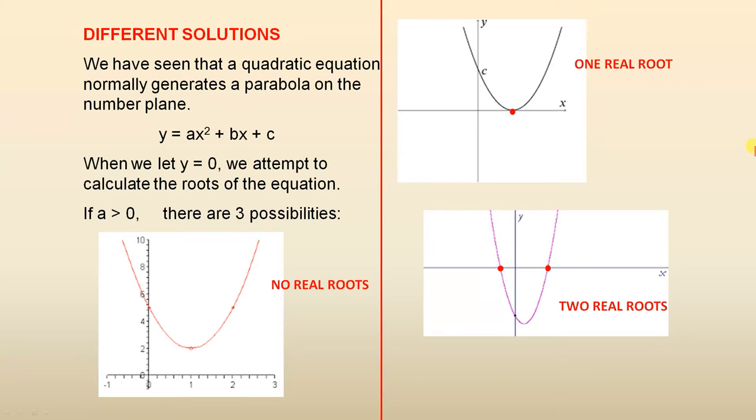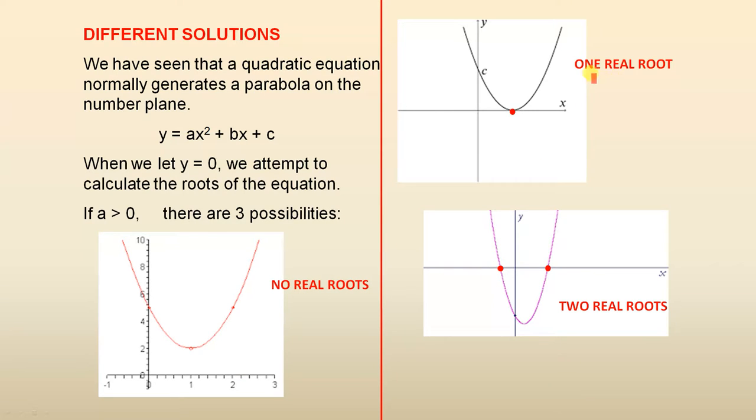Different solutions. We have seen that a quadratic equation normally generates a parabola on the number plane. And the equation of the parabola in general form is y equals ax squared plus bx plus c. When we let y equal 0, we attempt to calculate the roots of the equation. Now, if a is greater than 0, there are three possibilities. The first one is that there are no real roots. That is, the parabola has this orientation, but it does not touch the x-axis, hence there are no real roots.